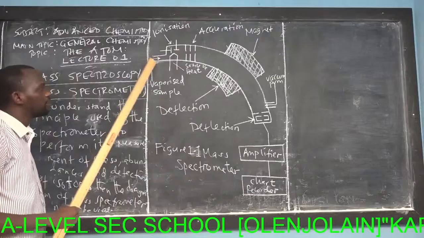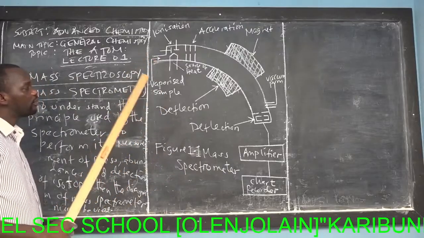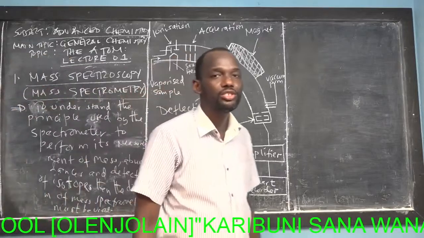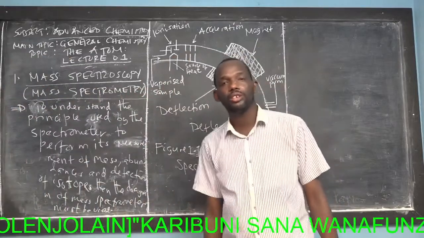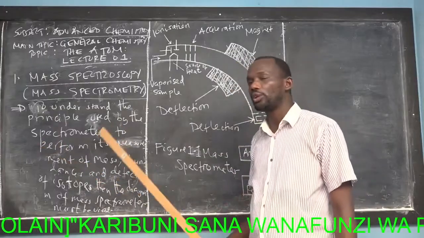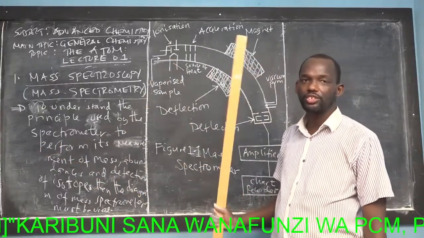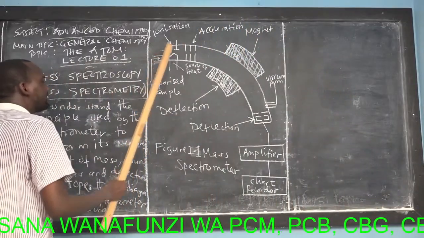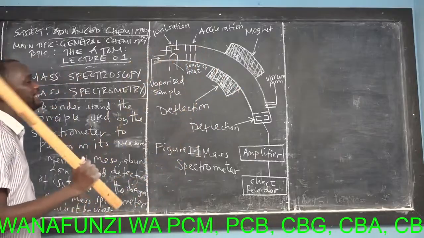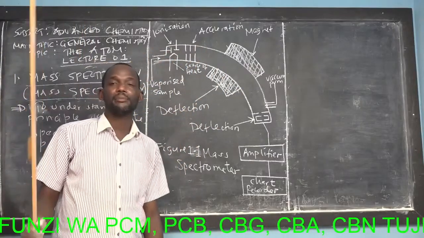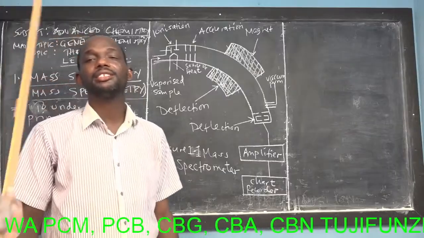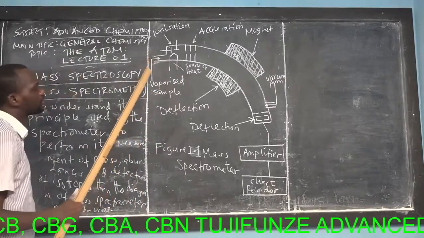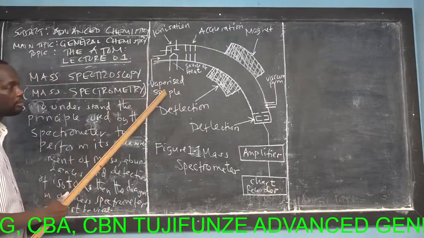So what happens? This is the point of interest. Here we have the vaporized sample. What is the meaning of vaporization? Vaporization is a physical change. You change solid to liquid, liquid to gas, so the destination is gas, right? So the sample whose mass you want to measure, whose isotopes you want to determine and its abundance, is introduced at this entrance point. That's why we call this the vaporized sample.